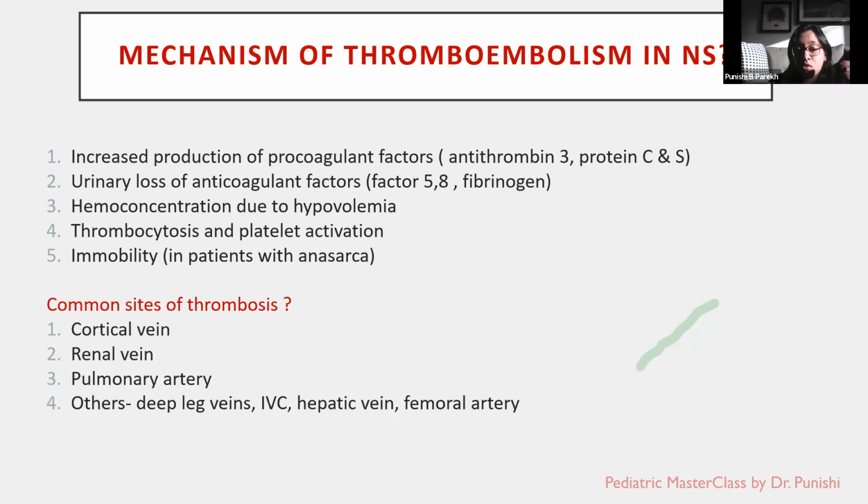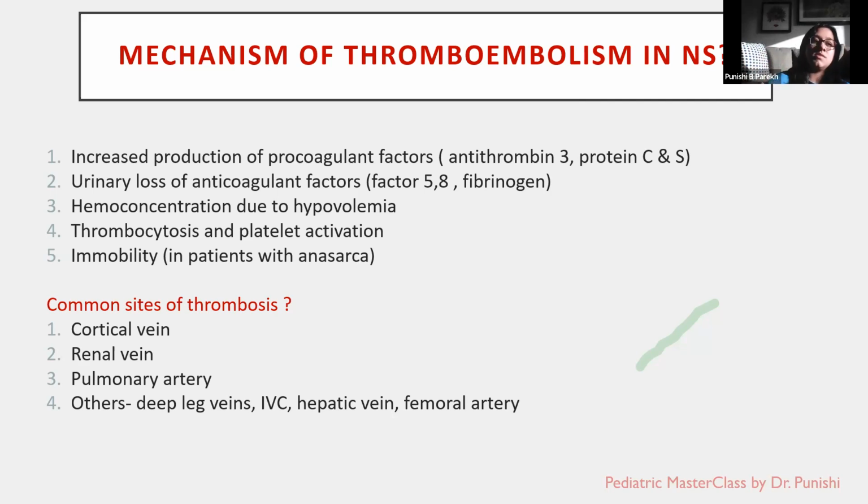You can have cortical vein thrombosis in the brain, renal vein thrombosis, and pulmonary artery thrombosis causing pulmonary embolisms, and other veins like deep leg veins, IVC, hepatic vein, even femoral artery. All these are common sites of the formation of thrombus or thrombosis in a nephrotic.